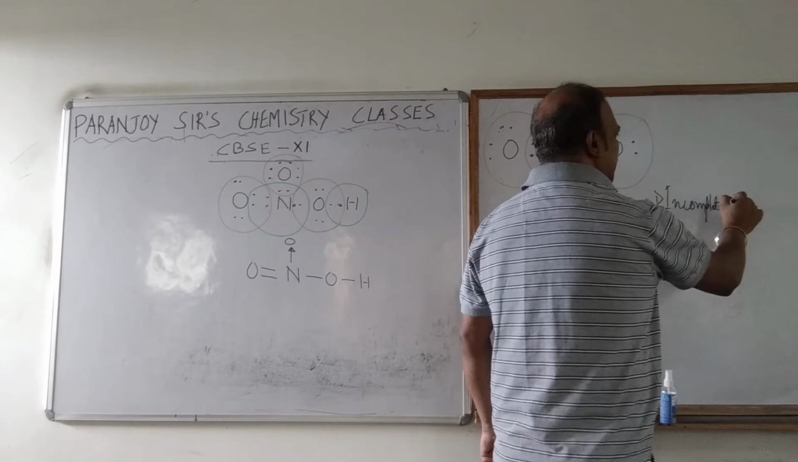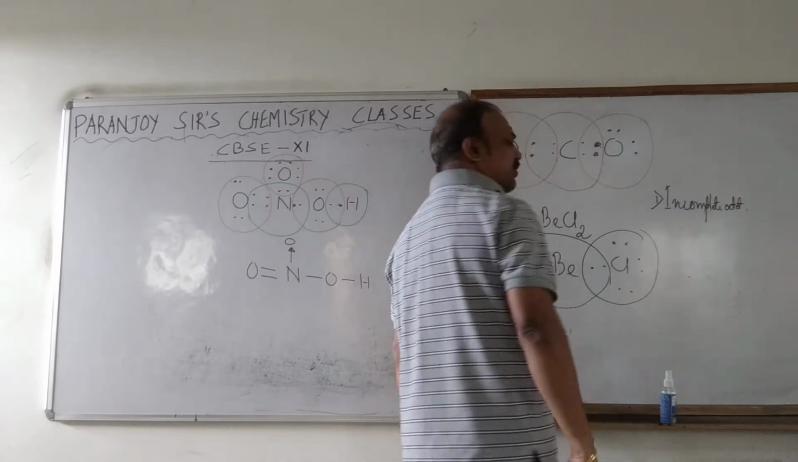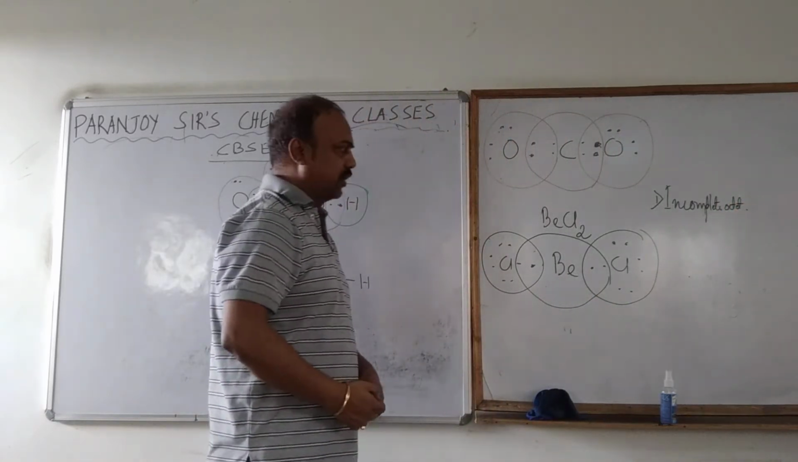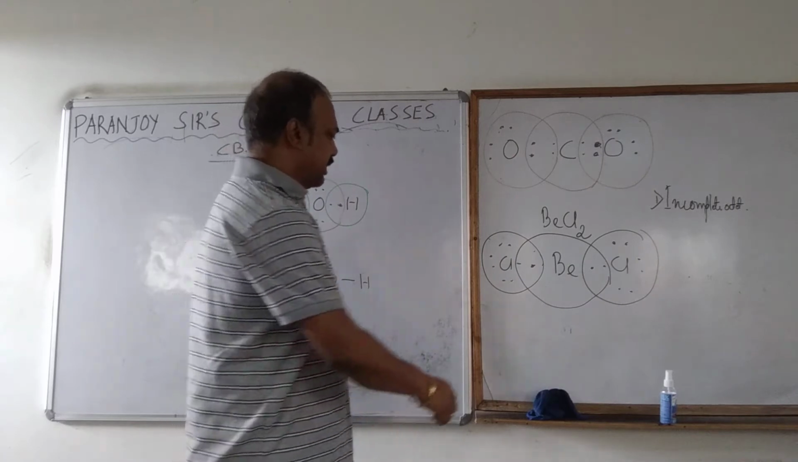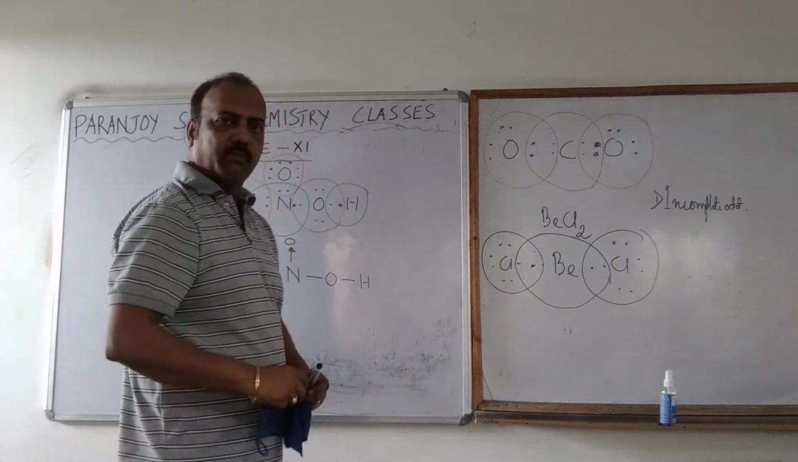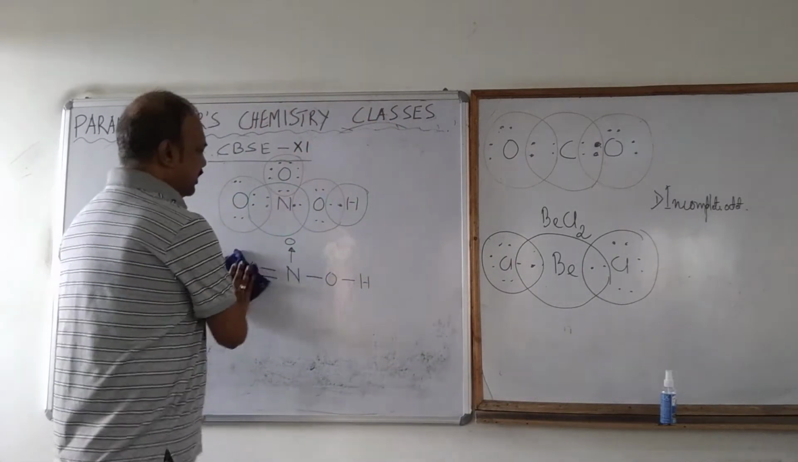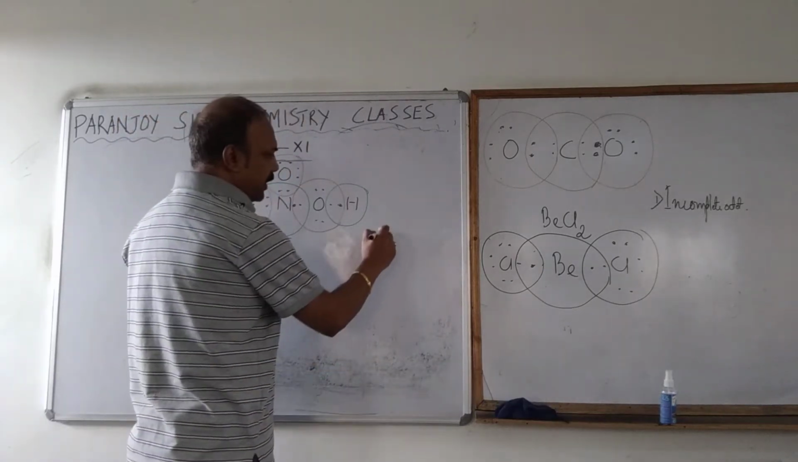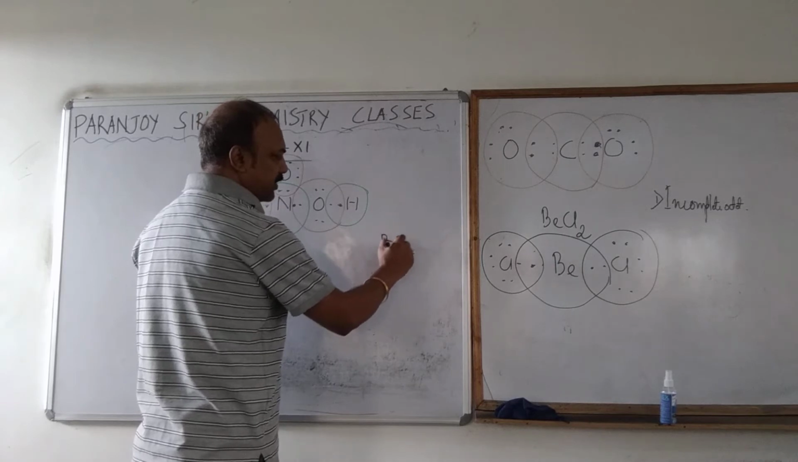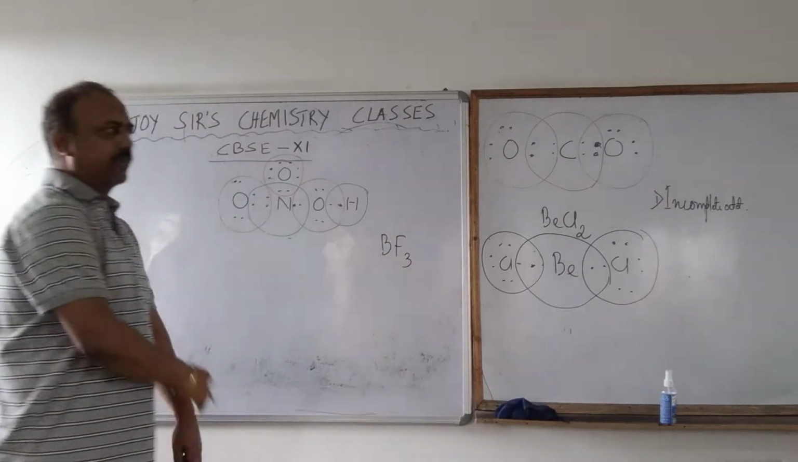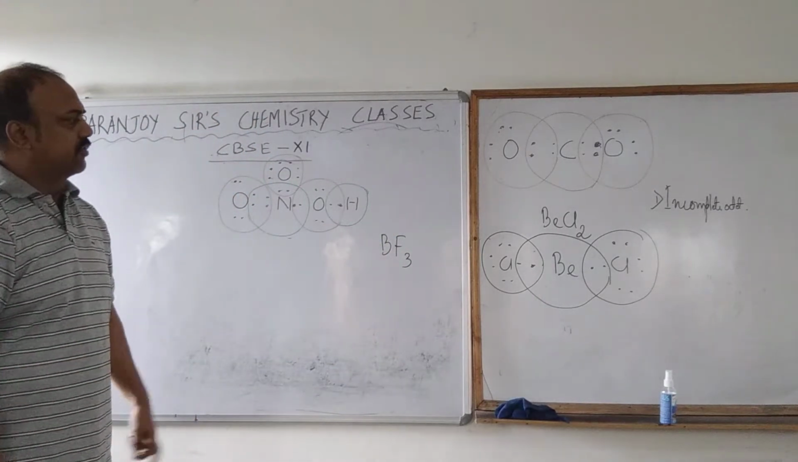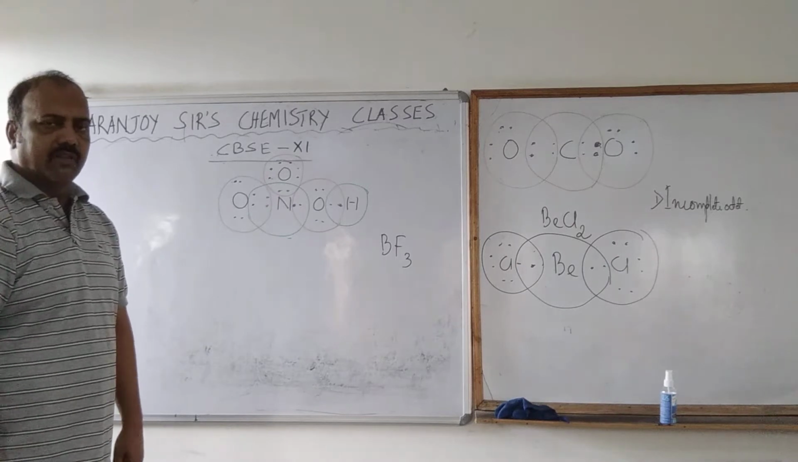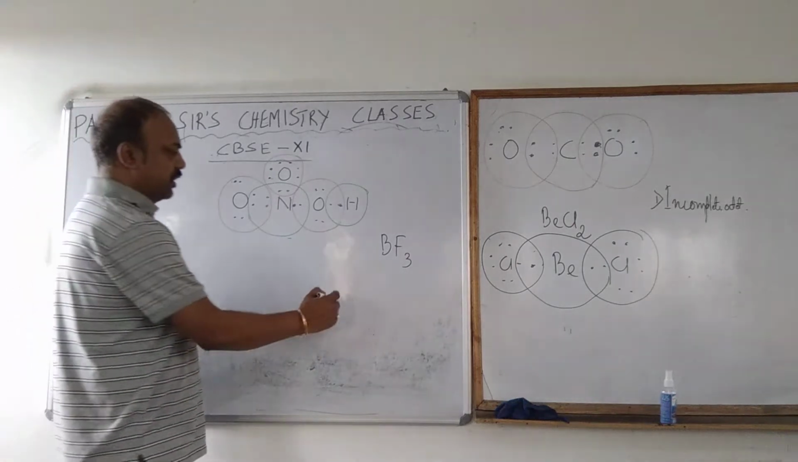Incomplete octet. Okay, that's the first limitation of the Lewis dot model. I'm taking another example: BF3, boron trifluoride. Just try to understand this. Boron trifluoride, BF3, is also a very stable compound. Let us try to explain this in terms of the Lewis dot model.